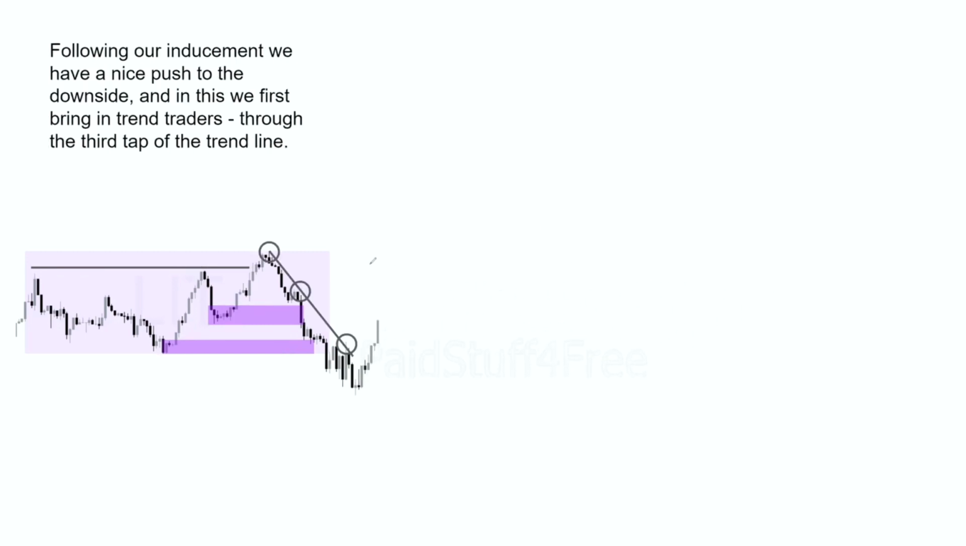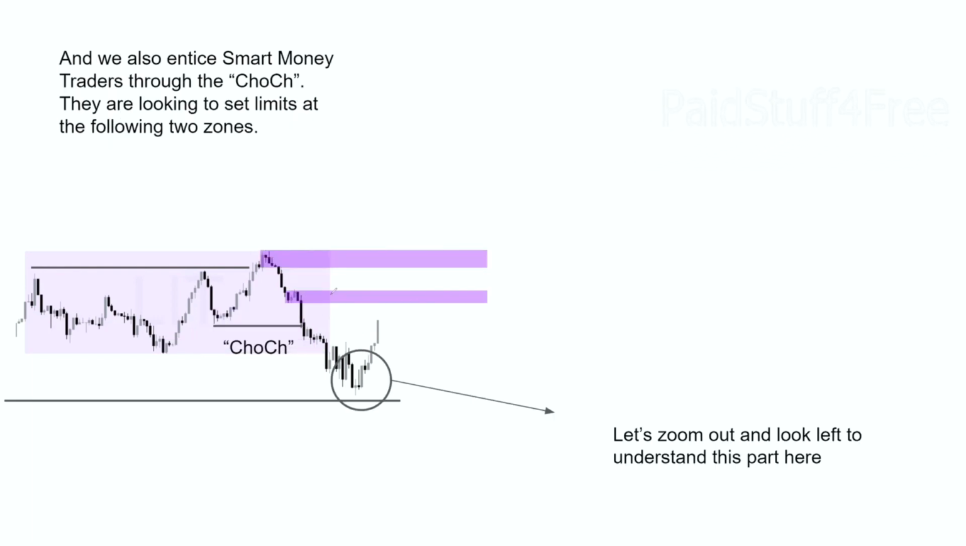Right, following on. Again, inducement to the high side. Now we have our 1, 2, 3, third touch of the trend. Where are the stop losses? Likely here, here. Smart money traders have now had their bearish breaker structure, like so. So now they're looking at these zones and these zones.